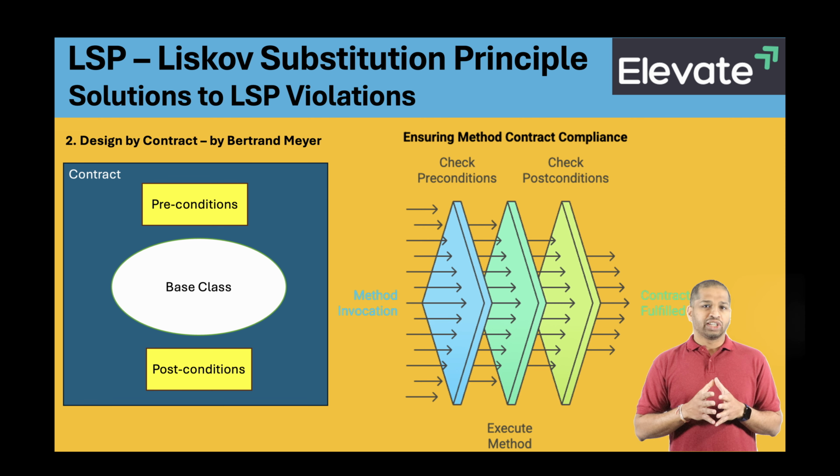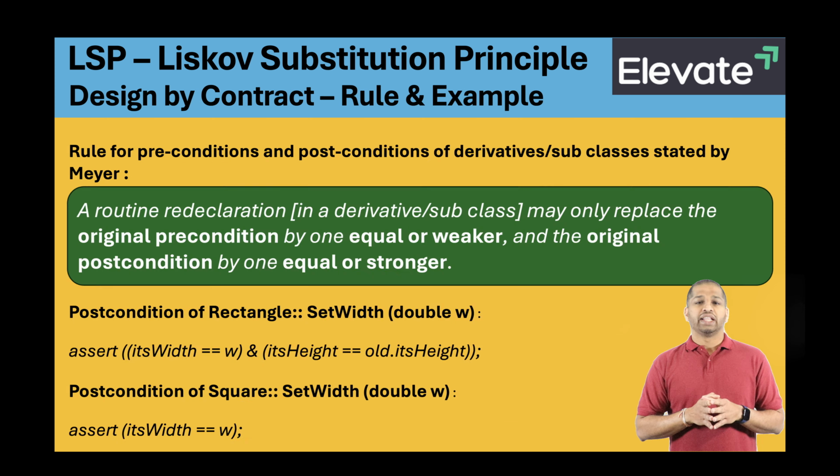So before it starts the execution of the methods, it makes sure that the preconditions are true and then executes the method, and after the method execution, it checks whether the post conditions are true. There is a rule that Bertrand Meyer defined for preconditions and post conditions of derivatives or subclasses. It says that a routine redeclaration in a derivative or subclass may only replace the original precondition by one equal or weaker and the original post condition by one equal or stronger.